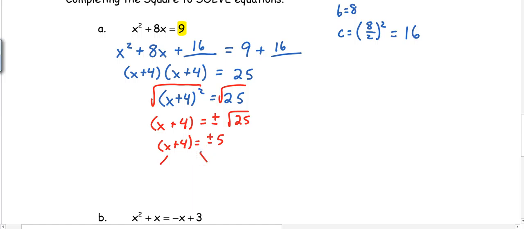And we're going to split this up into two equations. So x plus 4 equals 5, and x plus 4 equals negative 5. So the first equation, I'm going to subtract 4 from both sides, and x equals 1. The second equation, I'm going to subtract 4 from both sides, and x is negative 9.